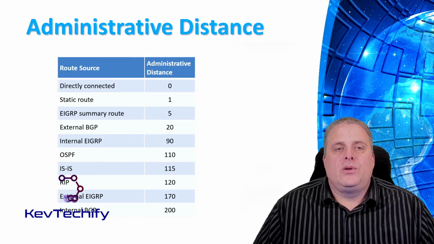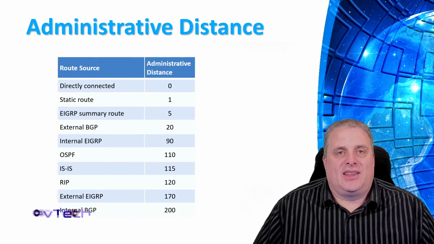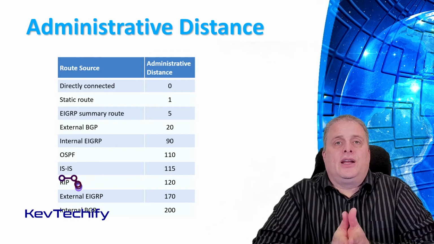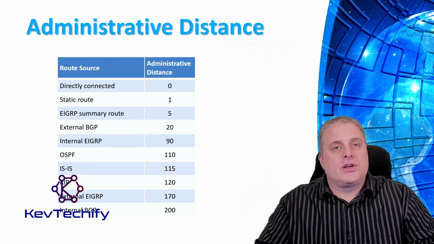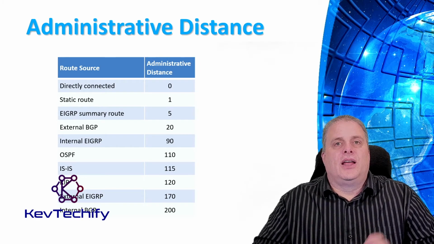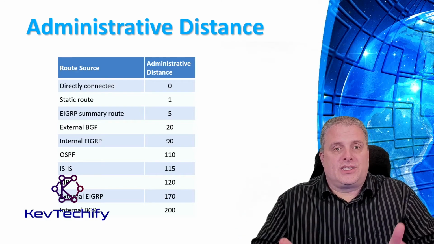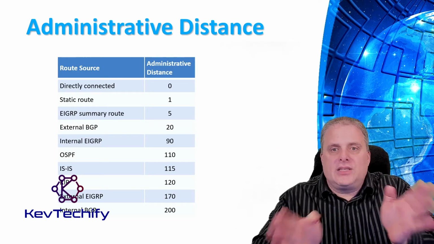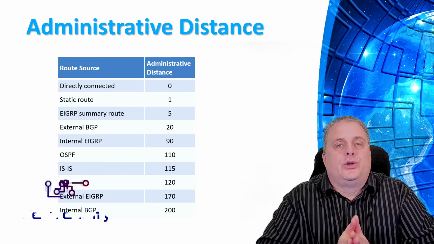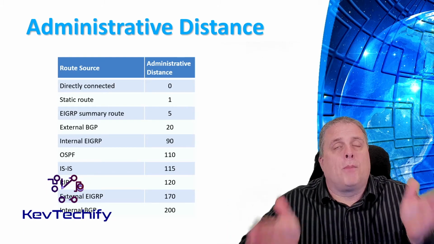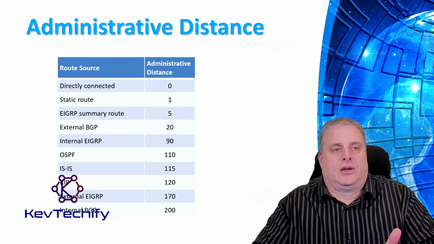Now, why do we want to trust those above anything else? Because those are directly connected. When you configured the IP address on that, when you activated it, the operating system said, hey, that interface is connected to this network. The operating system is not going to screw that up. So I'm going to trust that above everything else.